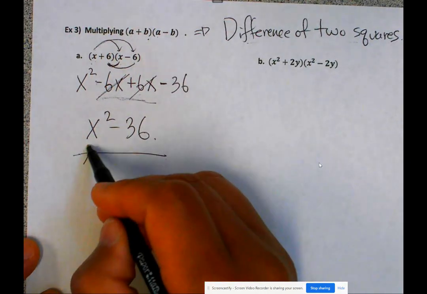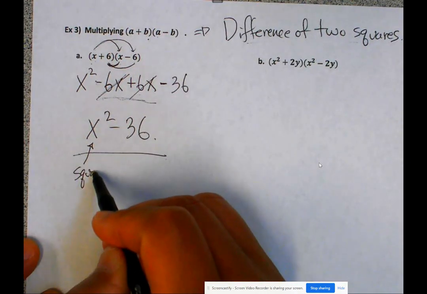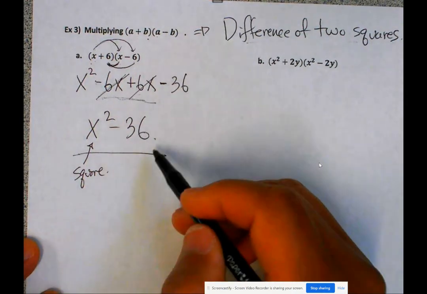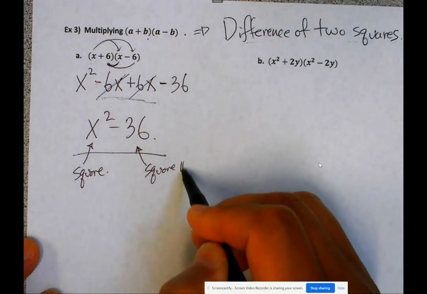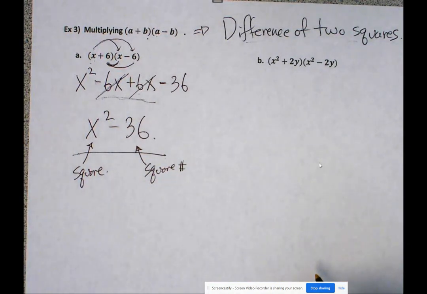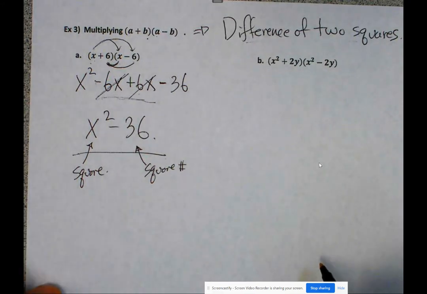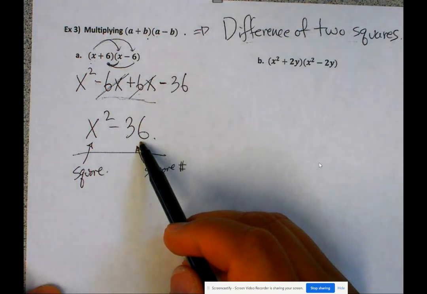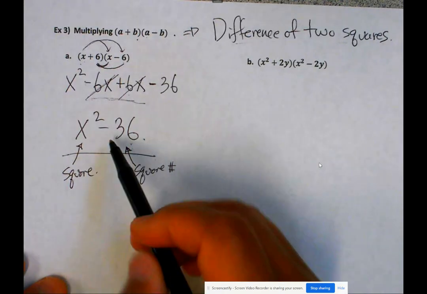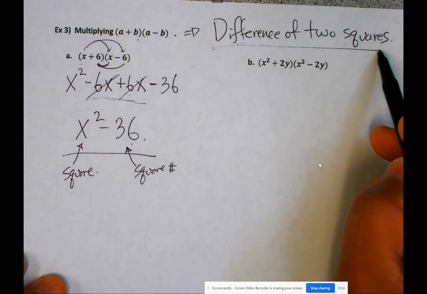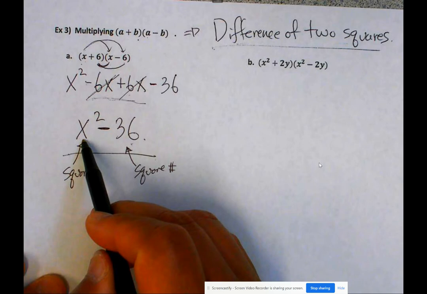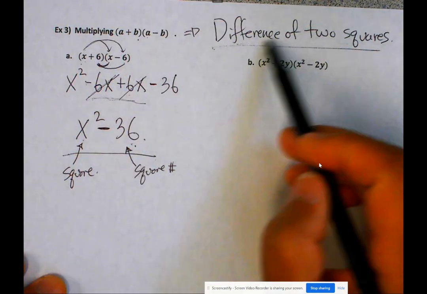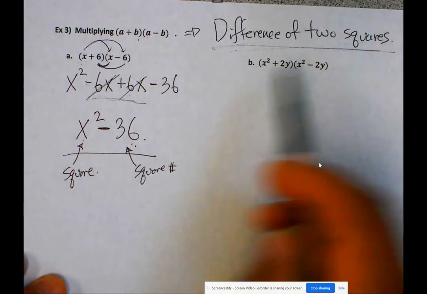Alright, x squared is a square variable. 36 is a square number. Remember what we talked about at the beginning of the school year? We said you should know the list of perfect square numbers. 36 is one of those perfect square numbers, 6 times 6. That's why this is called the difference of two squares. So here's a difference, which is a minus. We have a square variable and a square number, so a difference of two squares. This is your answer.